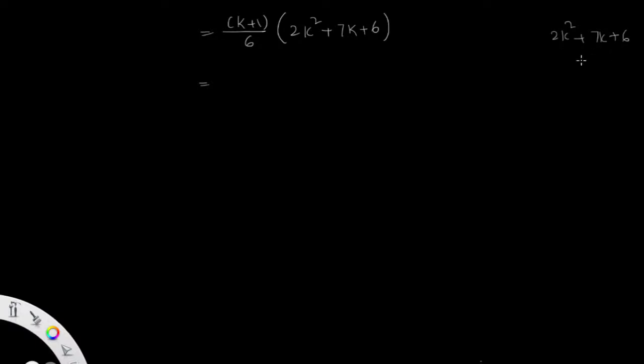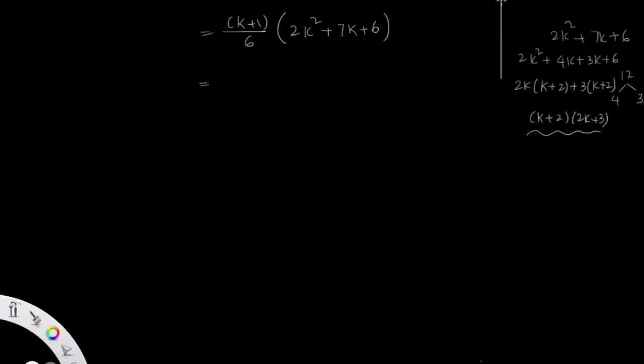2 times 6 is 12. Factorizing 12, 4 times 3 is 12, and 4 plus 3 is 7. Then you get 2k square plus 4k plus 3k plus 6. From these, 2k is common, then k plus 2; and 3 is common, then k plus 2. The overall common factor is k plus 2 into 2k plus 3. This is the value for 2k square plus 7k plus 6.